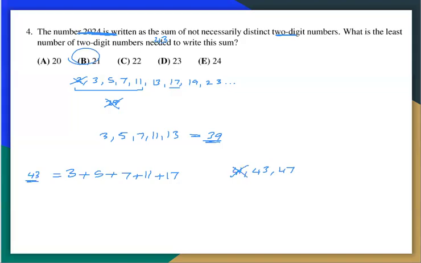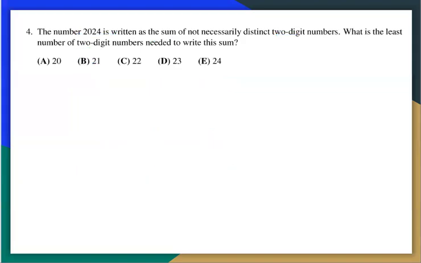So let's look at number 4. 2024 is written as a sum of not necessarily distinct 2-digit prime numbers. What is the least number of 2-digit numbers needed to write this sum? Okay, it's kind of hard to understand what's going on, but basically it's asking what is the least number of 2-digit numbers that needs to be used so we can get 2024 as a sum of 2-digit numbers.